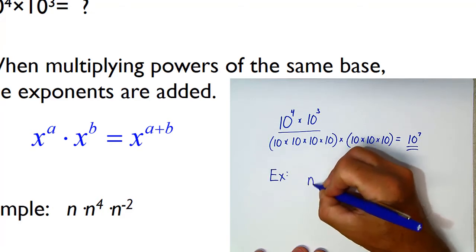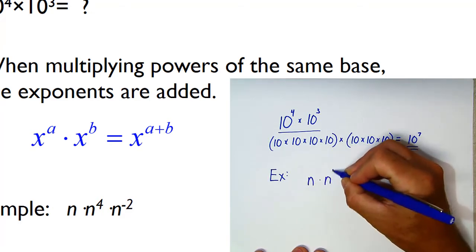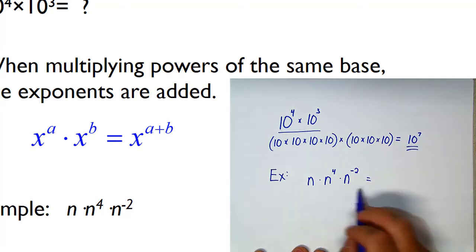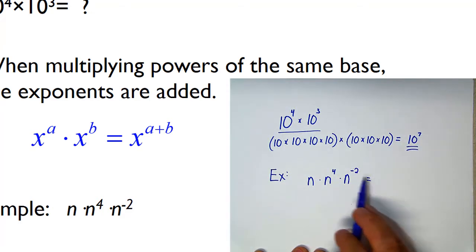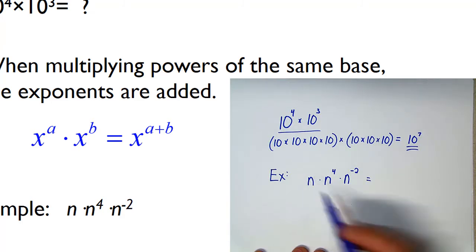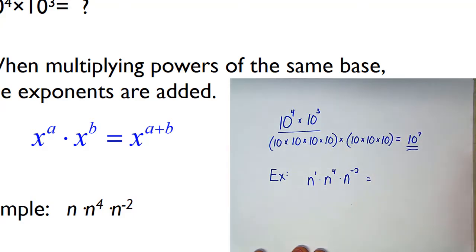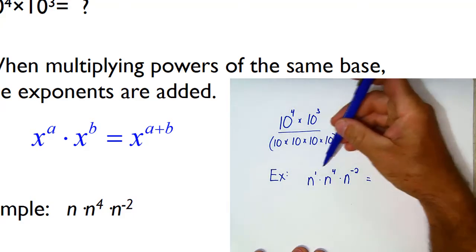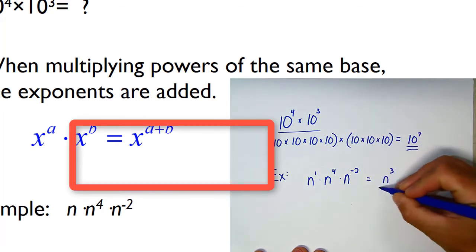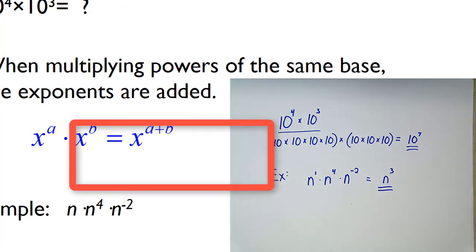So for the example that's shown here, we can say that n times n to the 4th times n to the negative 2nd, those are all the same bases, we can add the exponents. Be careful here because what is the exponent on n? A lot of people will incorrectly say that that's 0 since there's nothing there, but that's the same as n to the 1st power. So we have 1 plus 4, which is 5, minus 2, that leaves us with n to the 3rd power, and we've simplified that expression.